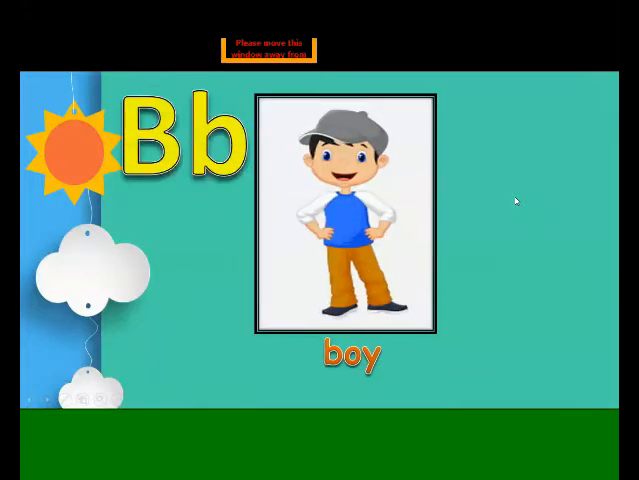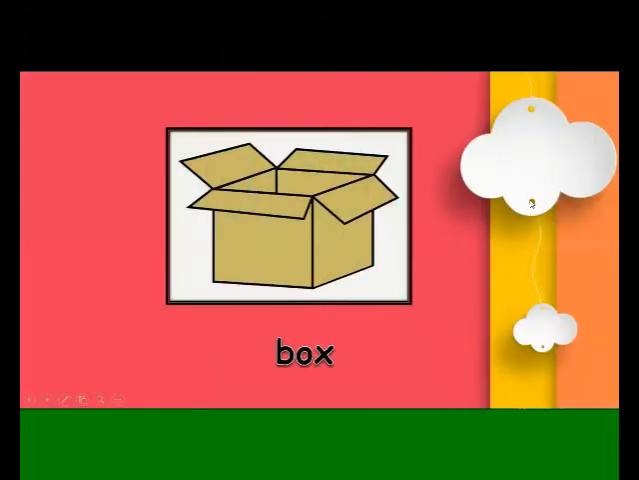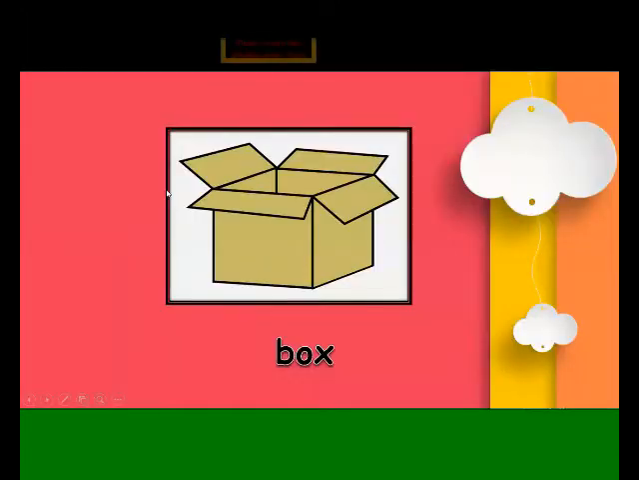Now, the next picture is boy. What is this? This is the picture of boy. Bee, boy. Now, this is a picture of box. B, box. Box begins with B. The sound of box is B.